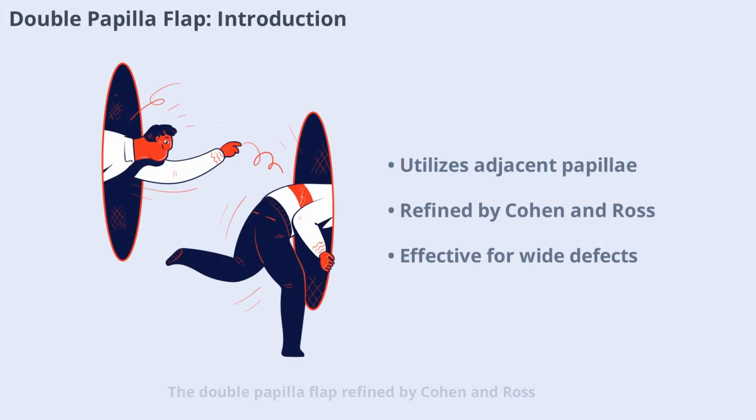The double papilla flap, refined by Cohen and Ross, is another innovative technique in periodontal surgery. This method utilizes the papillae adjacent to the defect, allowing for effective root coverage when the laterally displaced flap is not feasible. The double papilla approach is especially useful in cases where the defect is too wide for a single papilla to cover, ensuring better adaptation and healing.